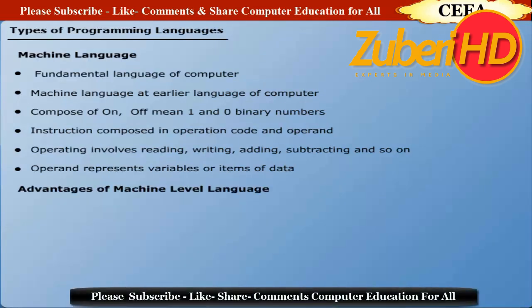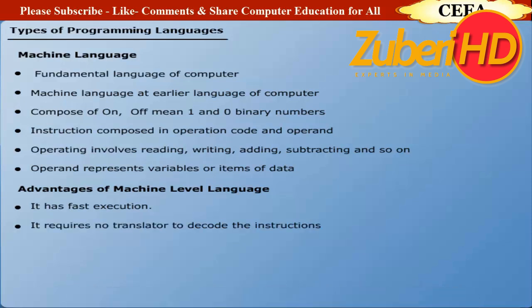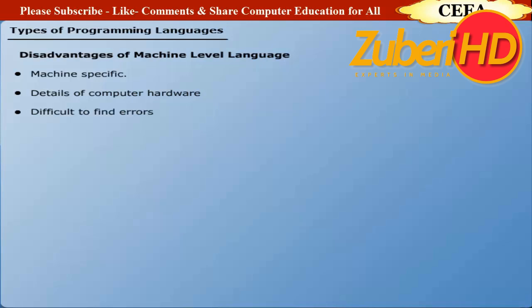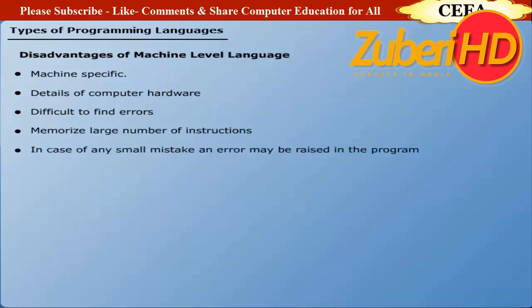Advantages of machine-level language. It has fast execution. It requires no translator to decode the instructions. Disadvantages of machine-level language. These languages are machine-specific. A programmer has to know the details of computer hardware. It is difficult to find errors in a program coded in machine language. A programmer has to memorize a large number of instructions to write a program. In case of any small mistake, an error may be raised in the program. A program becomes lengthy and creates difficulty for debugging.